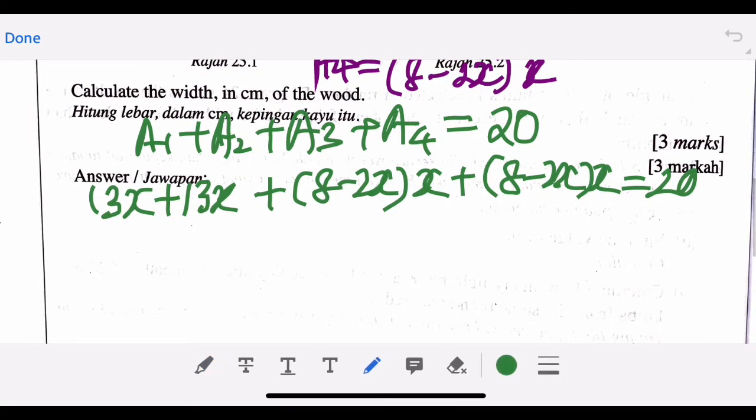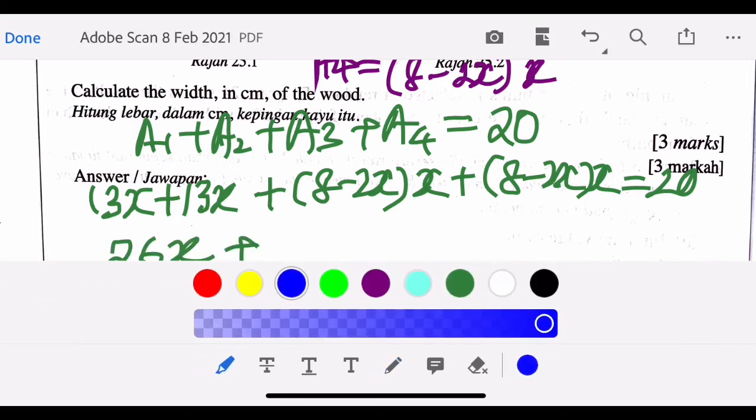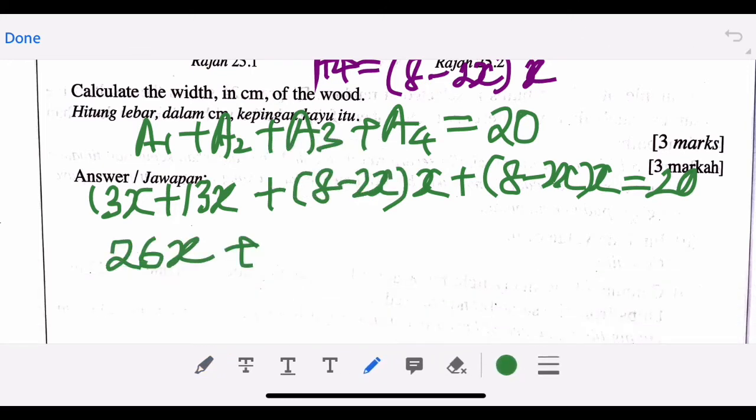Okay, let's do it carefully. 13 and 13 will be 26x, right? Here you need to expand carefully, I'm sure you know how to expand. Okay, we have reached the planning finish already. Now we are going to implement. We need to solve it. Okay, we need to use a strategy to solve it.